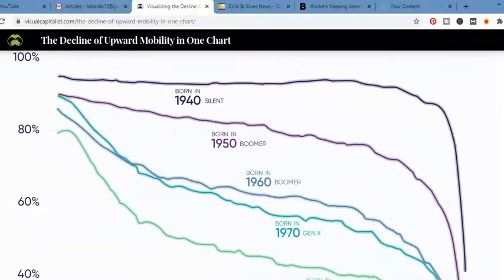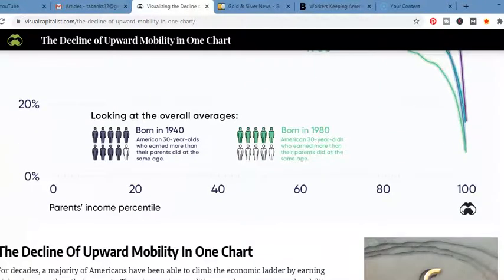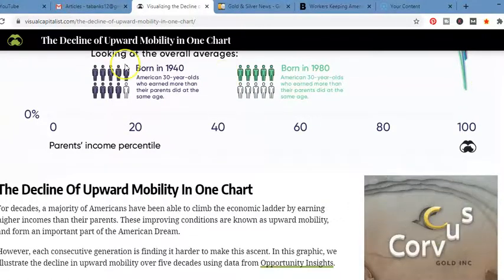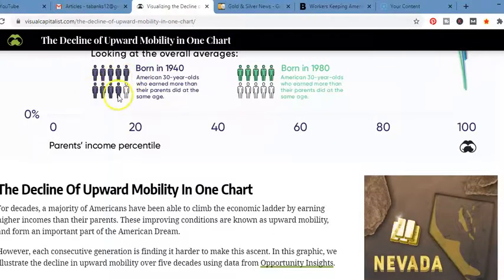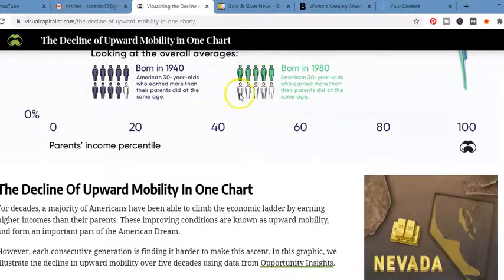It starts off with the chart itself, and you can see people born in 1940, and then the silent generation, born in the 1950s, 1960s, 1970s, 1980s. With each one you can see a decline going forward. I'm looking at the overall averages: Americans at 30 years old who earn more than their parents at the same age. It looks like it was 9 out of 10, and then in 1980, only 5. So you can see the decline right there in terms of how they do the visualization of people.